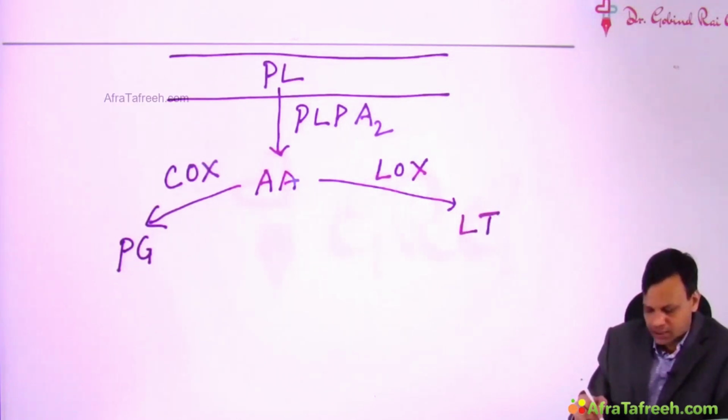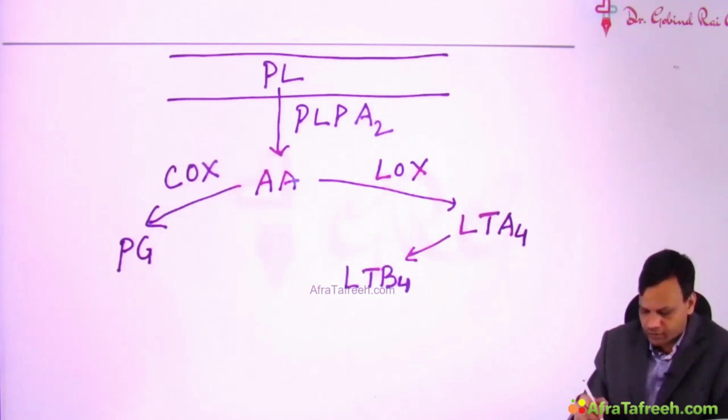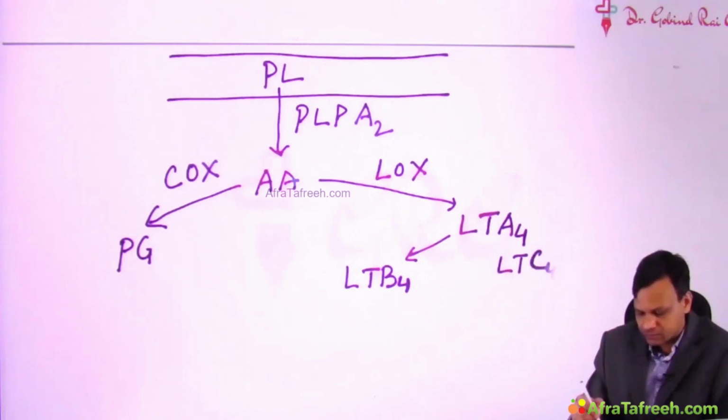Now the leukotriene initially formed is leukotriene A4, which is unstable and quickly broken down to form leukotriene B4, or it forms leukotriene C4. Leukotriene C4 is converted to leukotriene D4 and E4.